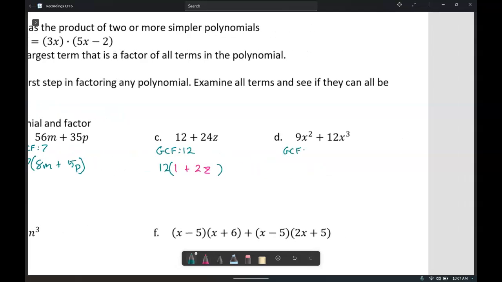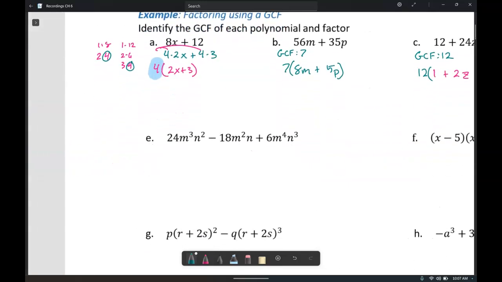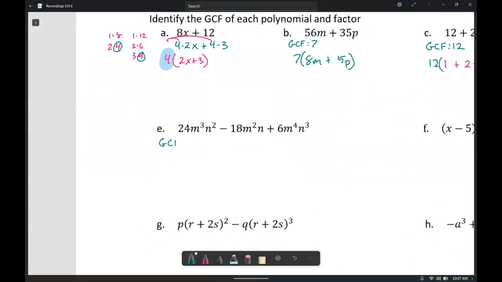GCF here is 3x squared. Factored out leaves us with 3 plus 4x. We could add more terms. The numerical GCF between 24, 18, and 6 is 6.